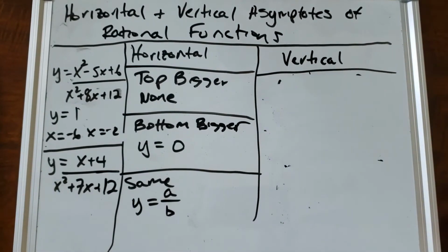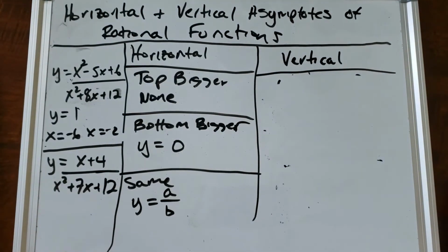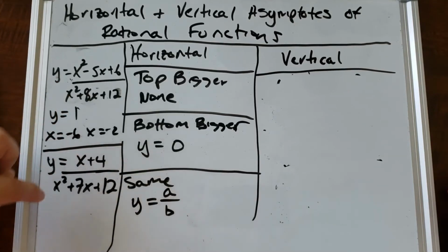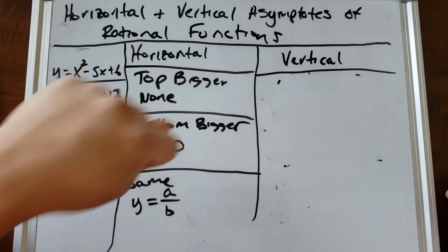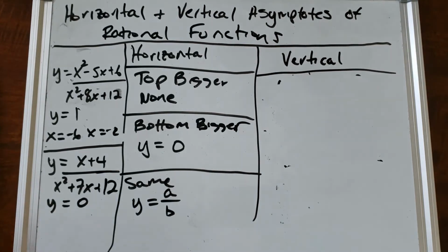Again, I'm going to find my horizontal first and then my vertical. So for the horizontal, I look for the biggest exponent. Here I see an x to the 1, that's the biggest one. Here I see an x to the 2. I look at my 3 options. The bottom is bigger here, so this one is going to be y equals 0. I don't need to calculate anything. It's just y equals 0. That's what it is when the bottom is bigger.